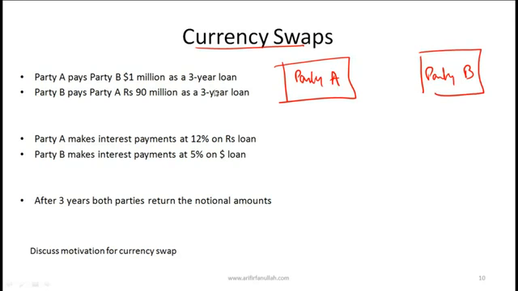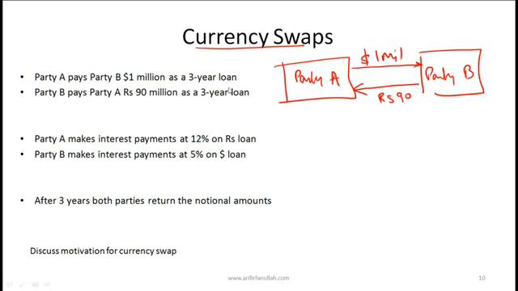So at time 0, when the swap is initiated, what is happening? Party A pays B 1 million. So this is our initial. So $1 million goes from A to B, and Party B pays A 90 million. So this is the initial principal amount that is flowing between the two parties. So this is 90 million going from Party B to Party A.